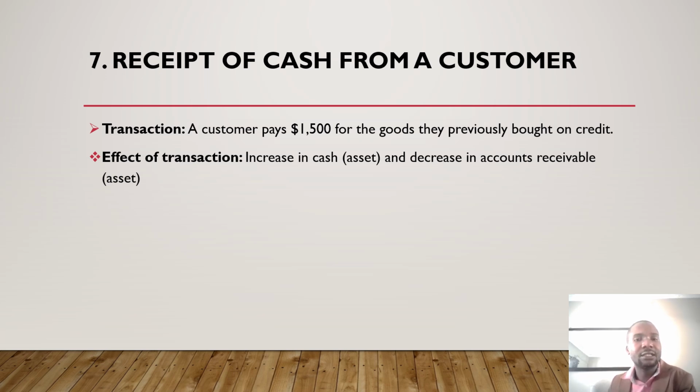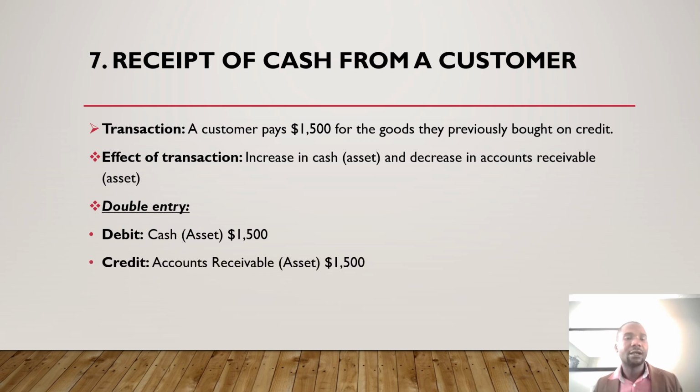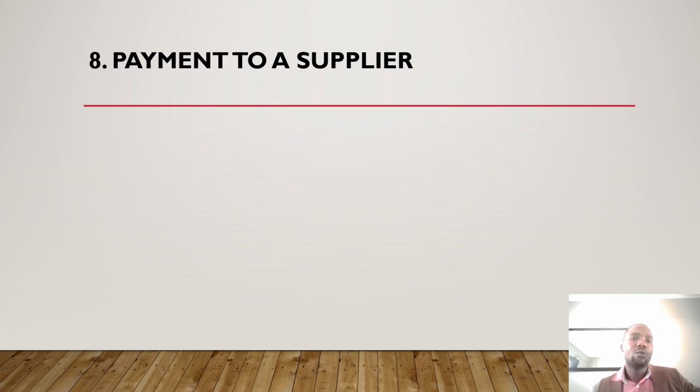So the effect of this transaction is that there will be an increase in cash since we have now received the cash, which is our asset. On the other side, there will be a decrease in the accounts receivable. A decrease is in the amount that we expect from the customers now that have paid us. So the double entry will be debit the cash account, and a corresponding entry goes to the accounts receivable account.